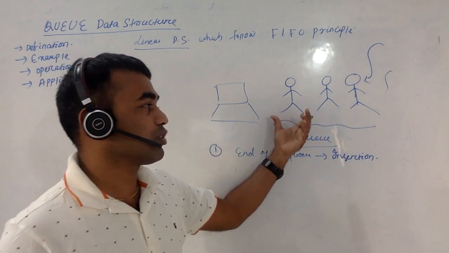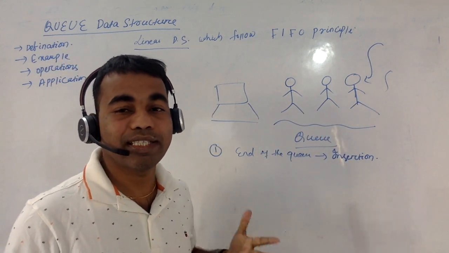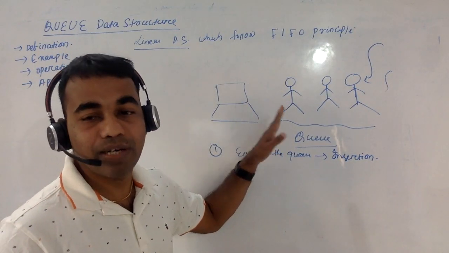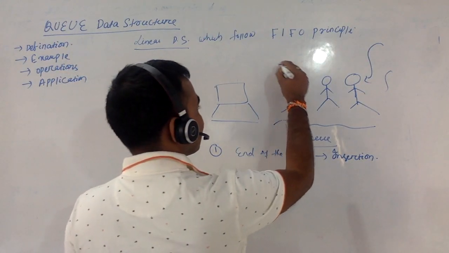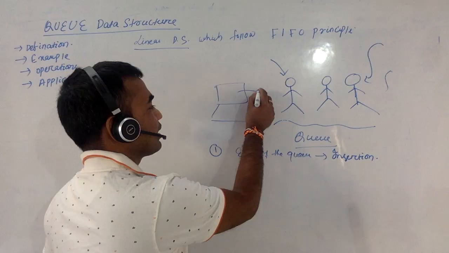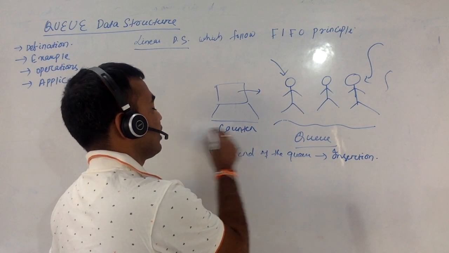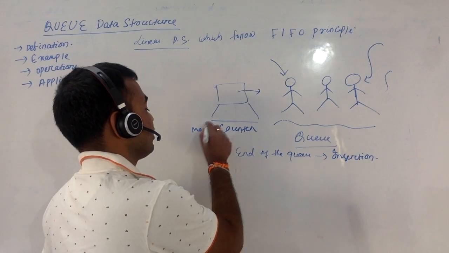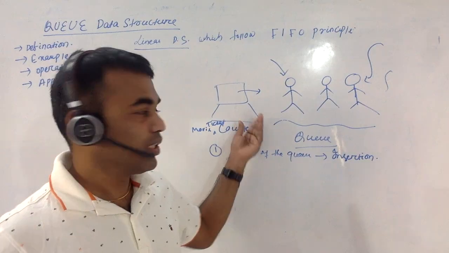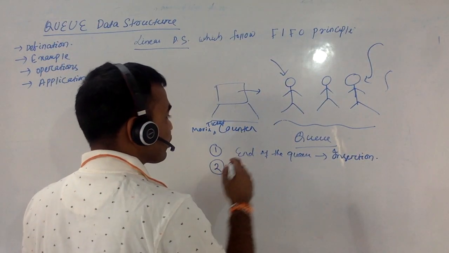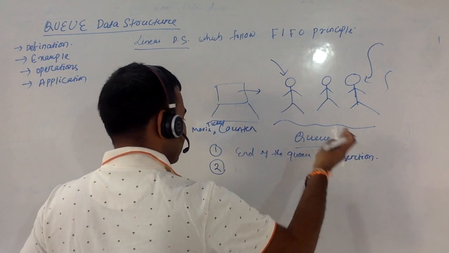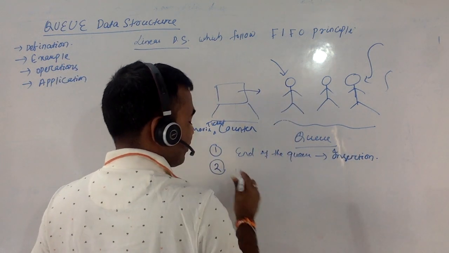And who is the person who will get the movie ticket first? This is very important. The person who came first, this person has come first, so this person will get the movie ticket from this counter. This is my movie ticket counter. So this person will get the ticket first. That means who is going to be served first, or deleted? If you want to delete, this person is processed, this person got the ticket, so let's delete him from the queue, right?